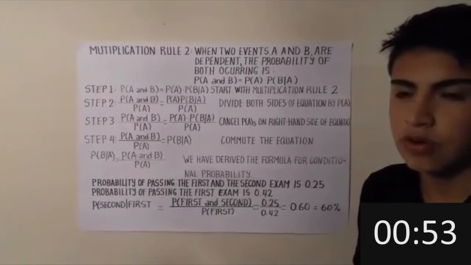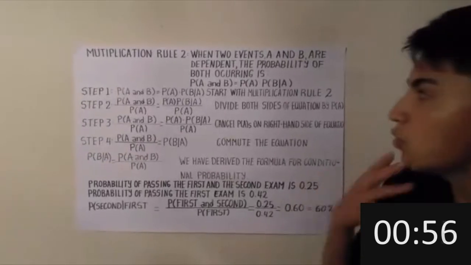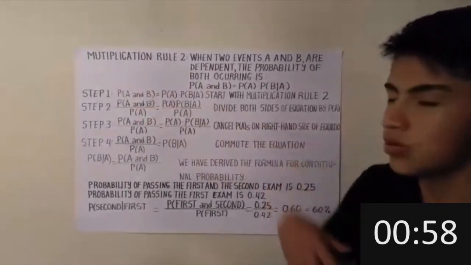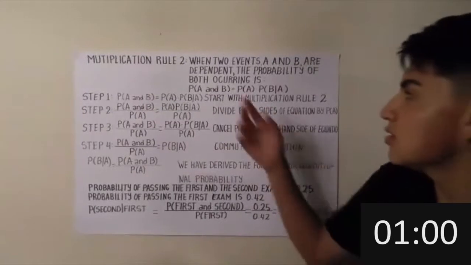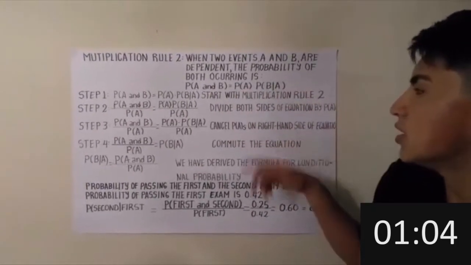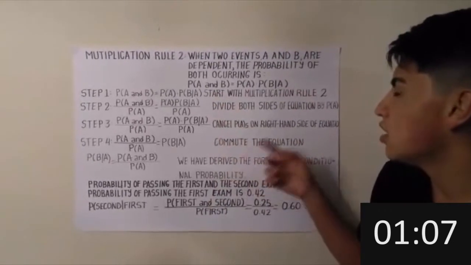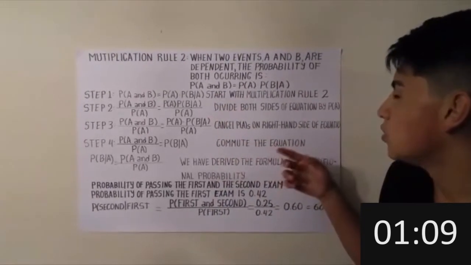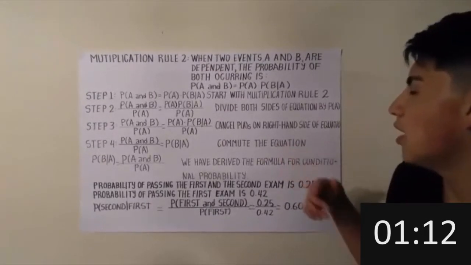The conditional probability is one of the most important and fundamental concepts in probability theory, but conditional probabilities can be quite slippery and require careful interpretation. To demonstrate how to obtain the equation for the conditional probability, first we must know what is the multiplication rule 2. That says that when two events A and B are dependent, the probability of both occurring, the probability of A and B, is equal to the probability of A multiplied by the probability of B given A.